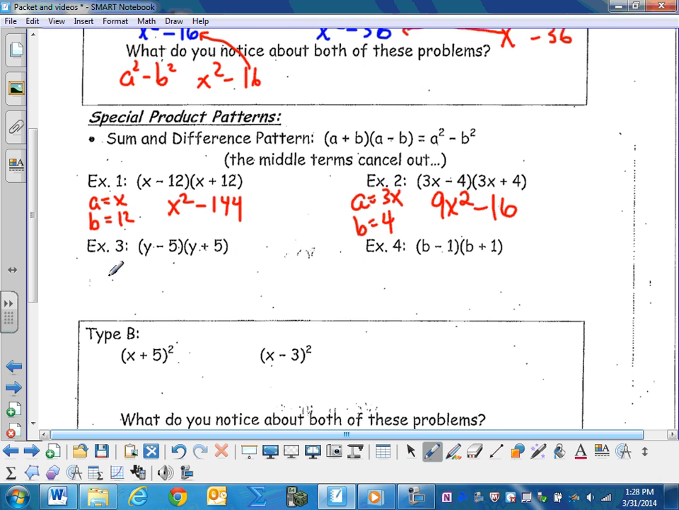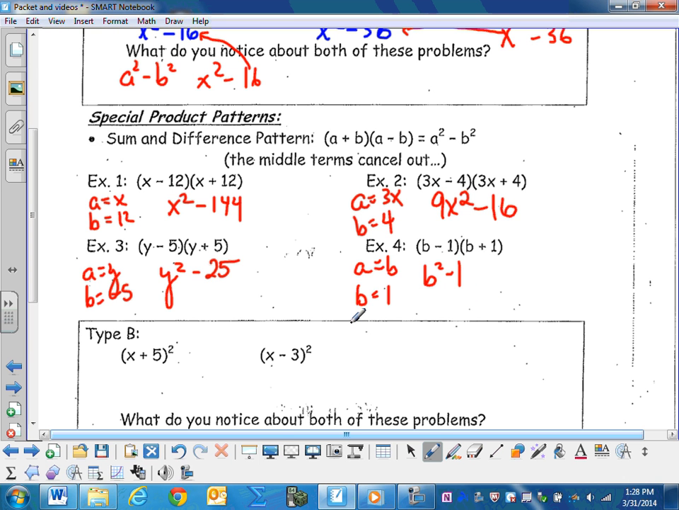Number 3, a is equal to y, b is equal to negative 5. A squared is y squared minus negative 5 squared, which is 25. And number 4, a is equal to b, and b is equal to 1. Boy, this one's confusing. So b squared minus 1.